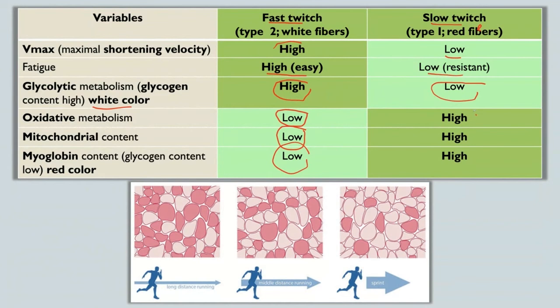In the case of type 1 fibers, all of these factors are high: myoglobin, mitochondria, and oxidative capacity. And in sports, what type of people have a higher proportion of the different fibers? Well, long distance runners will have a higher amount of type 1. Middle distance runners will have a 50-50. And sprinters will have more type 2 fibers than type 1.